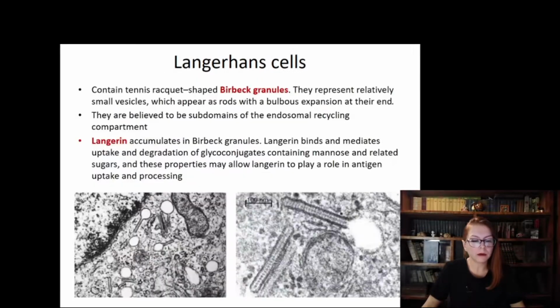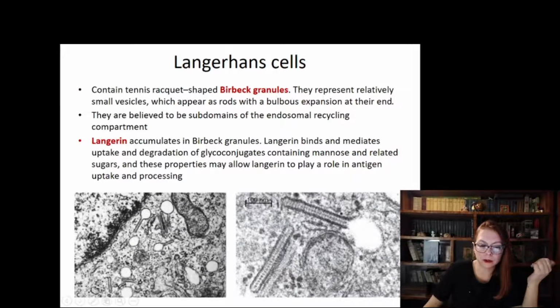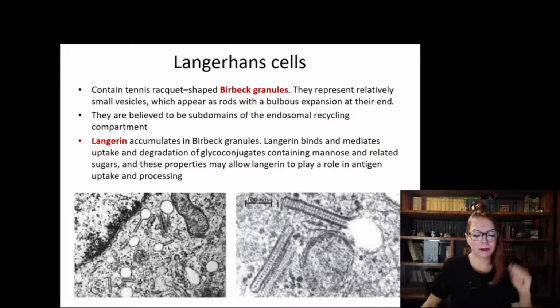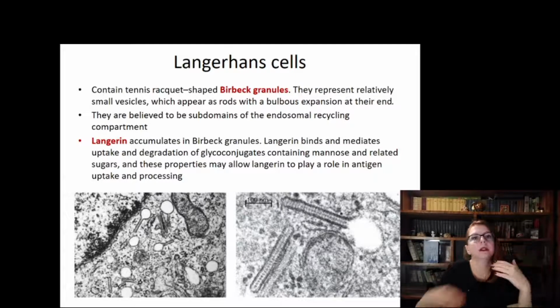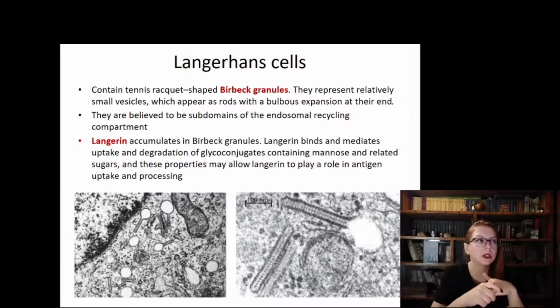So a little bit more about Langerhans cells. Under the electron microscope, we can reveal a special characteristic feature. These are Birbeck granules, tennis racket-like vesicles. Their function is not very well understood, but it is assumed that they are the result of endocytosis. And as Langerin protein is present inside, it is thought that Langerin helps to entrap antigens, engulf them, and after that it participates in their processing.